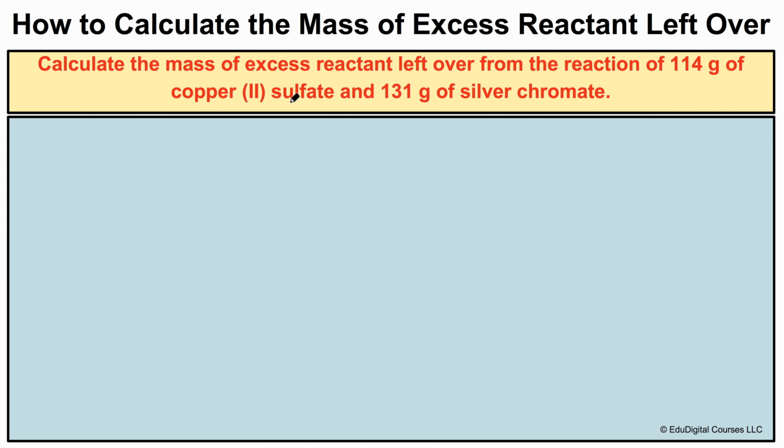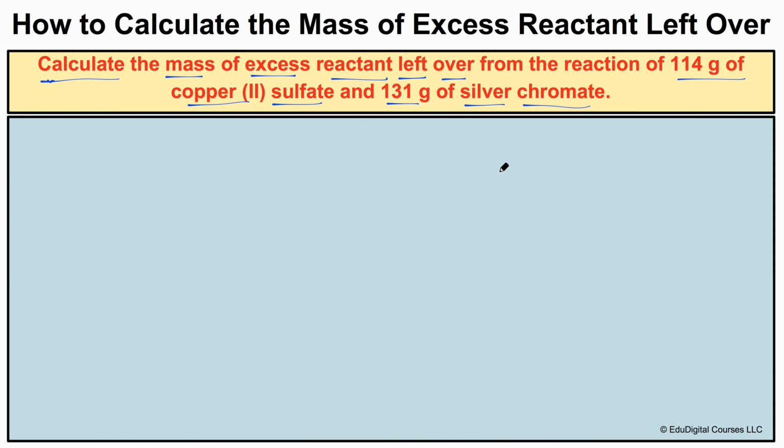In this example problem, it says to calculate the mass of excess reactant left over from the reaction of 114 grams of copper 2 sulfate and 131 grams of silver chromate. So we have a reaction here where all we know are the two reactants that are reacting together. And what we're asked to figure out is the mass of the excess reactant that is left over after these two reactants react with one another.